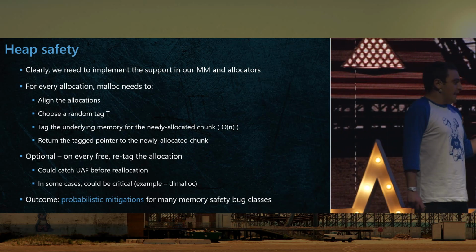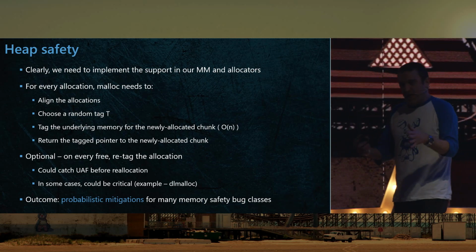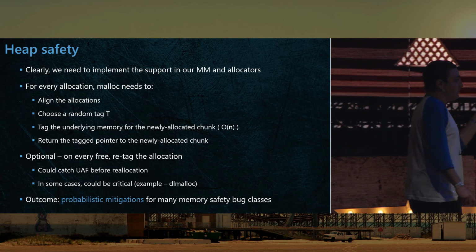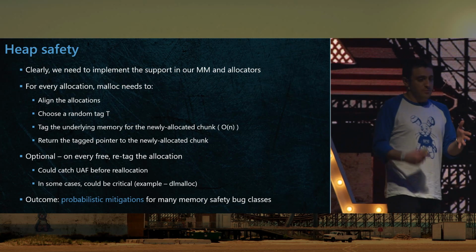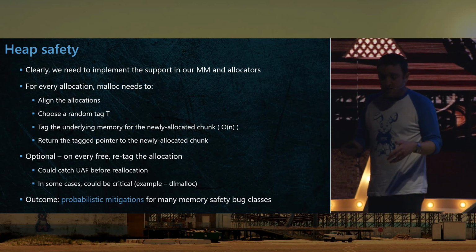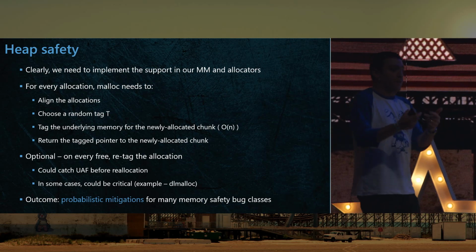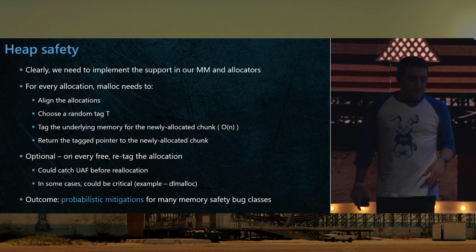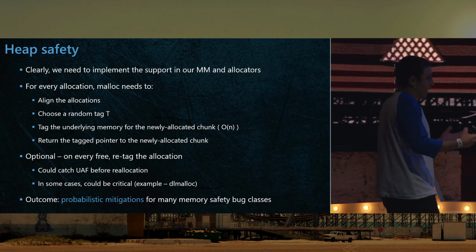Now, this is critical with DLmalloc and with some other allocators that have some pointers inside of free chunks. But if your allocator doesn't have pointers or secrets inside free chunks, you could give that up and you'll get all of the performance back, because retagging allocations is expensive. This is, of course, up to you or up to the vendor.